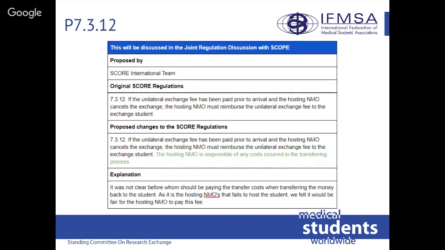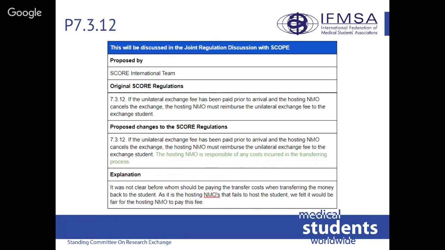The next proposal, as you can see in blue already immediately, is a regulation change proposal that will be discussed within SCOPI as well. The original regulation is that if the unilateral exchange fee has been paid prior to arrival and the hosting NMO cancels the exchange, the hosting NMO must reimburse the unilateral exchange fee to the exchange student. In principle, nothing has changed in this regulation, but to us it was unclear to whom the transferring costs would go, who should pay those. So we're adding the part that is in green. The hosting NMO is responsible for any cost incurred in the transferring process.